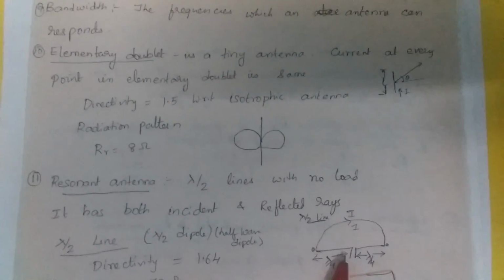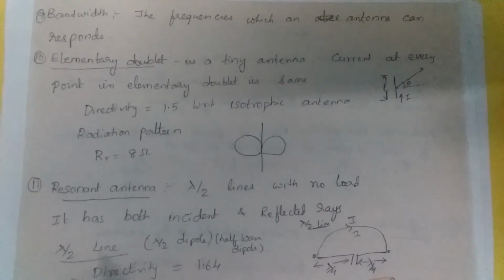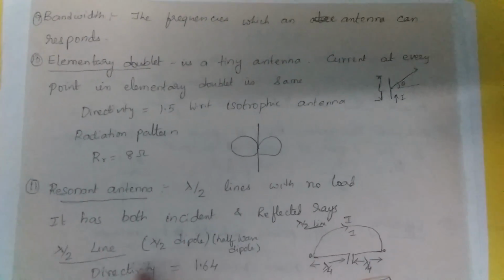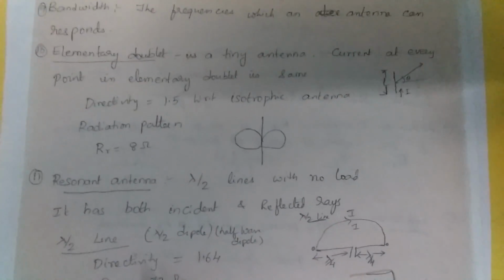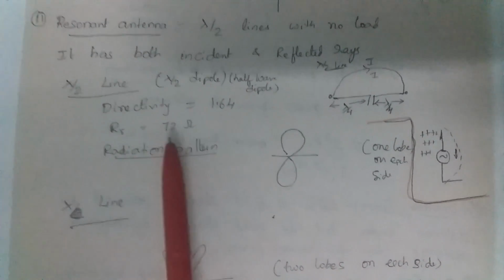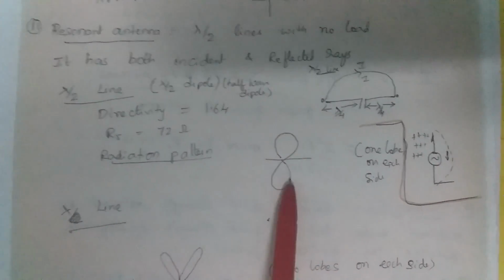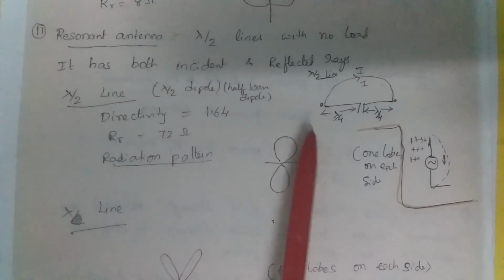Okay. Now, we see that for lambda by 4 plus lambda by 4, it makes a lambda by 2 line. So for a lambda by 2 dipole, the directivity is 1.64 and RR is 72 ohms. The radiation pattern of a lambda by 2 line is similar to that of an elementary doublet.